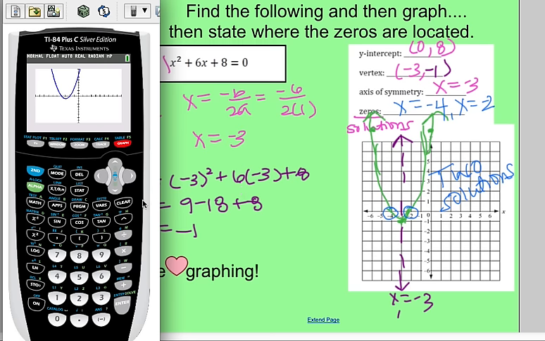Now, in order to get your zeros, what you would do is you would go second, calc. Do you see how calc is listed above trace? So second, calc. And look at that. Your option number 2 is zero. So we're going to do a zero.